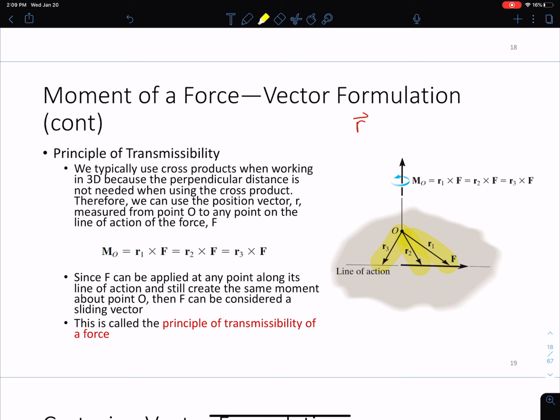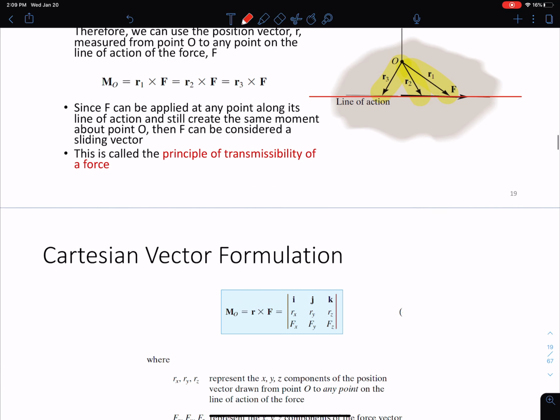So we can think of F as a sliding vector that acts along any point on this line, and we can use any R to figure out the moment about the point that we're trying to figure out, just by using any of those distances. Okay, and I'll show you that in a couple of the examples that we're going to do.